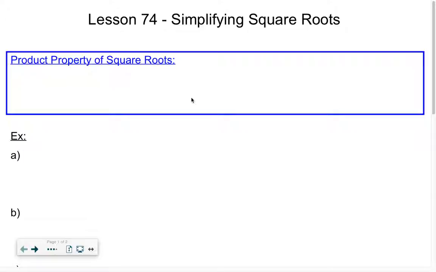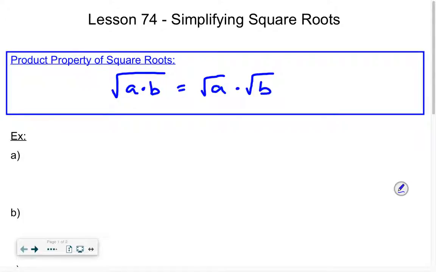So in this lesson, we are going to explain and demonstrate how we're going to break down these square roots into their simplified form. We begin by talking about the product property of square roots, which simply states that if I have the square root of some number a times b, that is going to be equal to the square root of a times the square root of b. Okay?